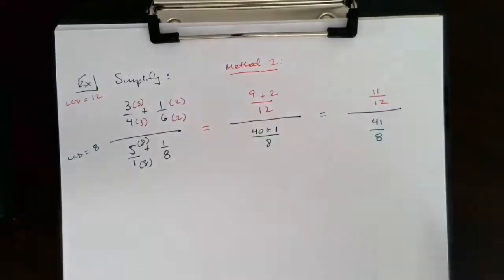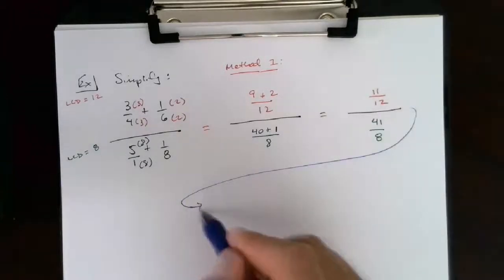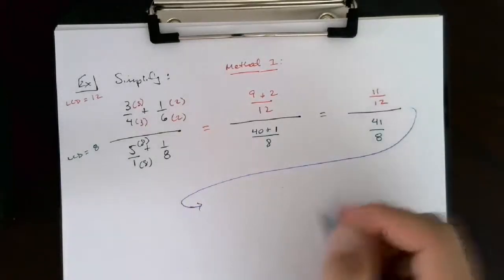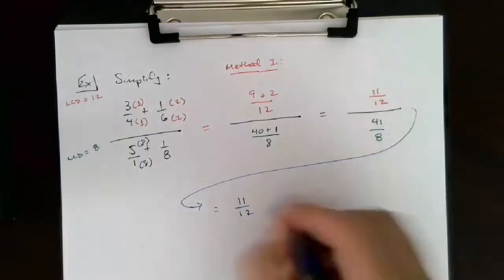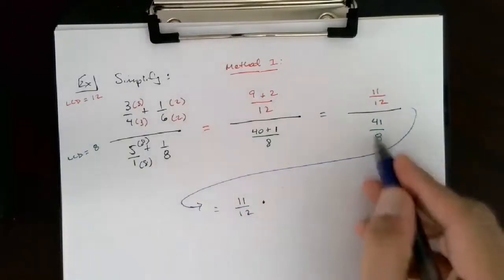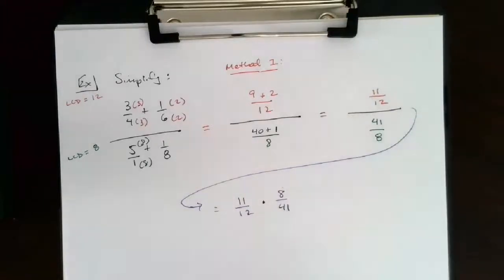So now we have a single fraction over a single fraction, and we know that when we have a fraction divided by a fraction, this is our keep, change, flip, right? You multiply by the reciprocal. So we keep the first one as 11/12. We change division to multiplication, and the reciprocal, meaning the flip of the 41 over 8, is 8 over 41.